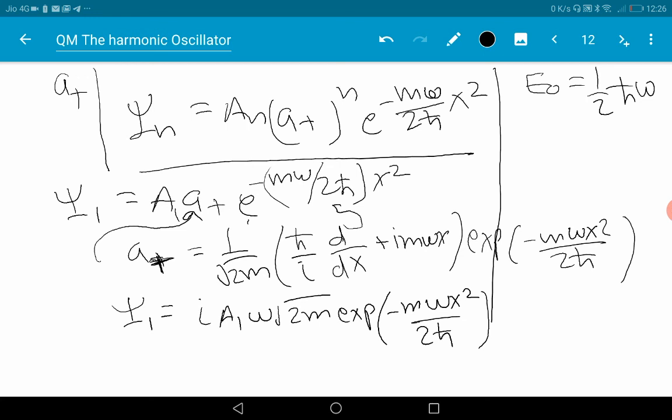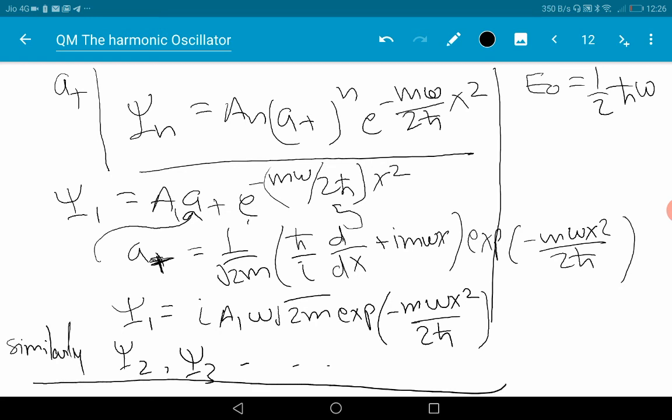Similarly, after doing some extensive calculation by applying a plus twice, you can get psi 2, psi 3, psi 4, and similarly you can get the energy for each eigenstate, which is what we essentially needed to calculate for this part. So thanks. I will just finish the ladder operator here, and I'll start with the analytic method next.